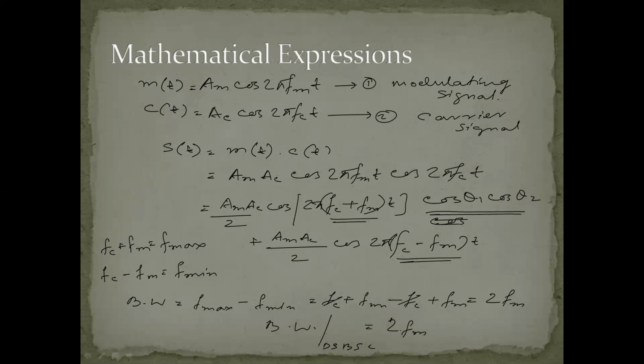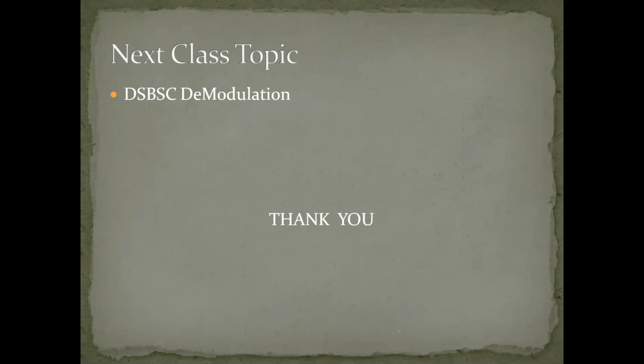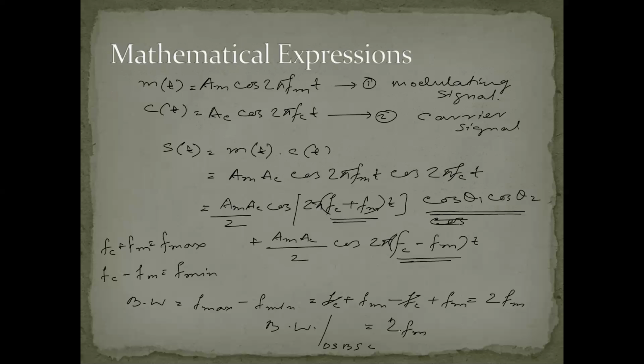Next class we will discuss double sideband suppressed carrier demodulation. After that we will go for single sideband suppressed carrier modulation as well as demodulation. From this part you will get short type or MCQ type questions asking about the bandwidth of double sideband suppressed carrier. From DSBSC and SSBSC, you will get questions like find out the difference between DSBSC and SSBSC and what are the different bandwidths of DSBSC and SSBSC.